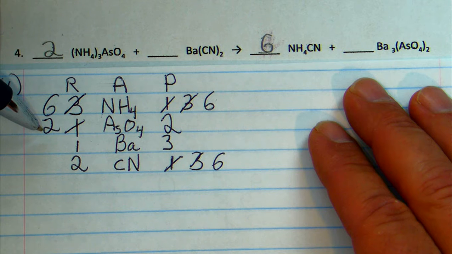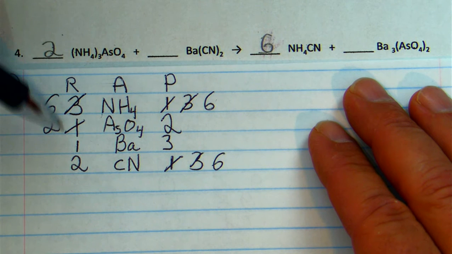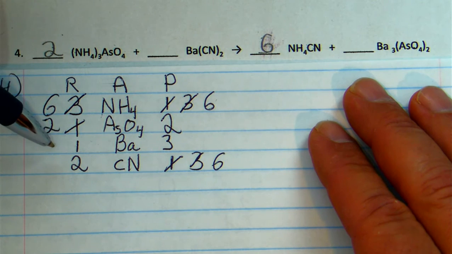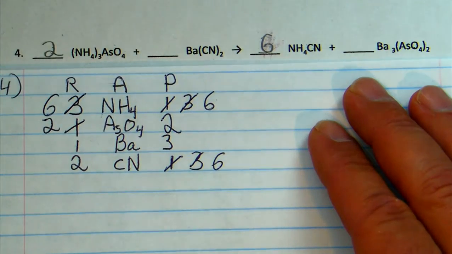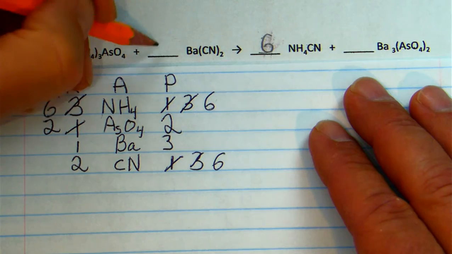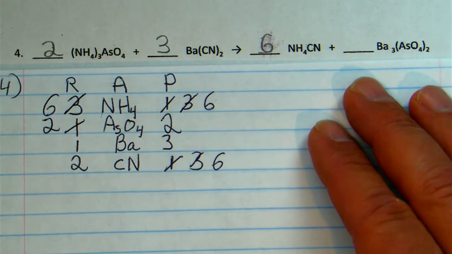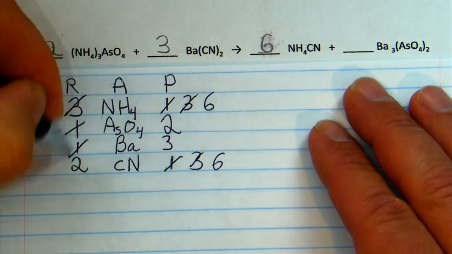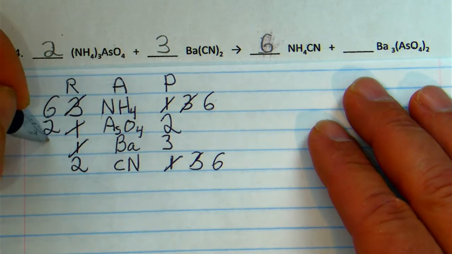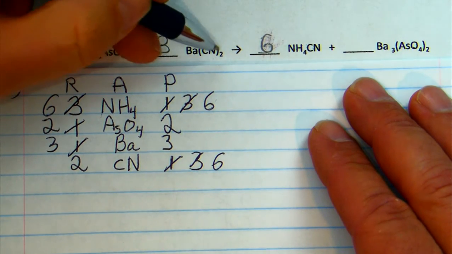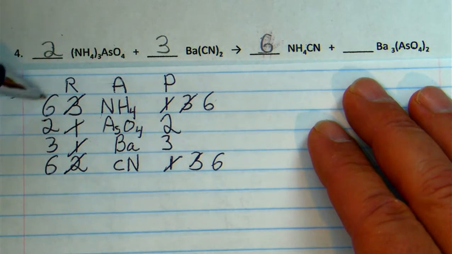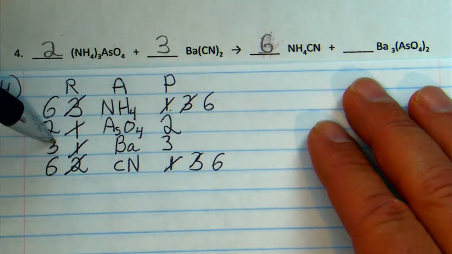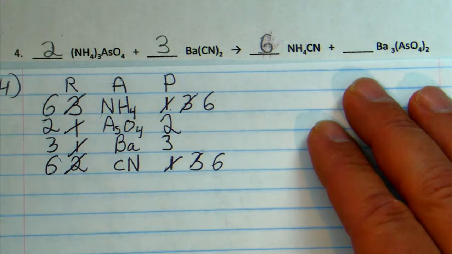Well, alrighty. The bariums aren't balanced. I have 3 of them on the right. I only have 1 of them on the left. So how about if I triple the ones on the left? There is my guess. Updating my rap sheet, I now have 3 bariums on the left, and 3 times 2 is 6 cyanides on the left. I look at my updated rap sheet, everything balances.